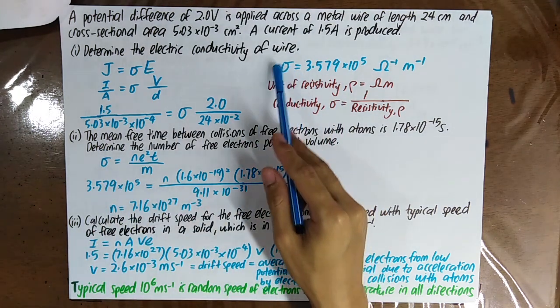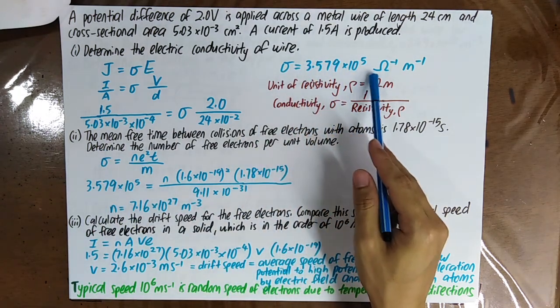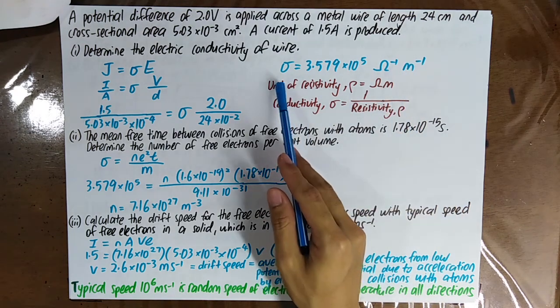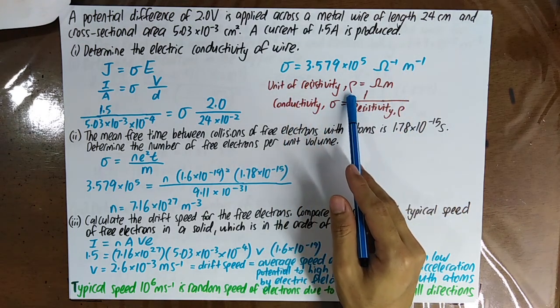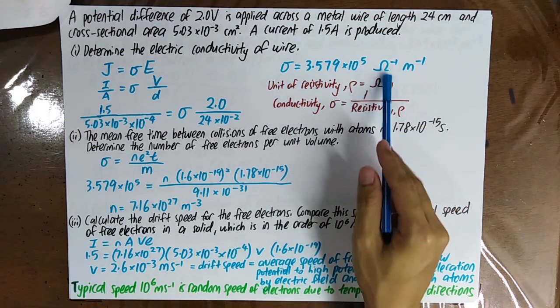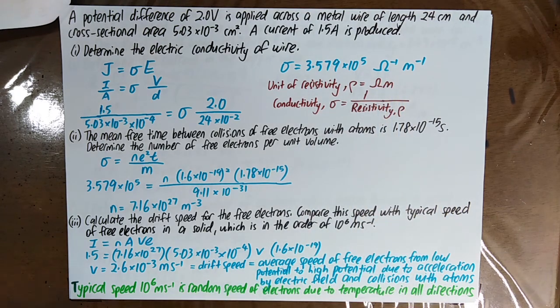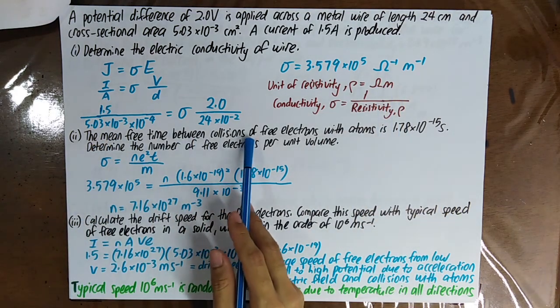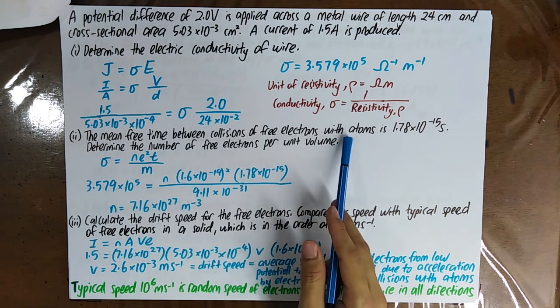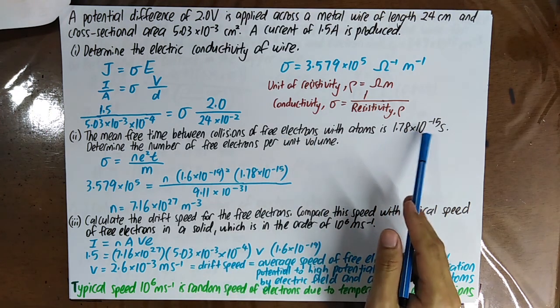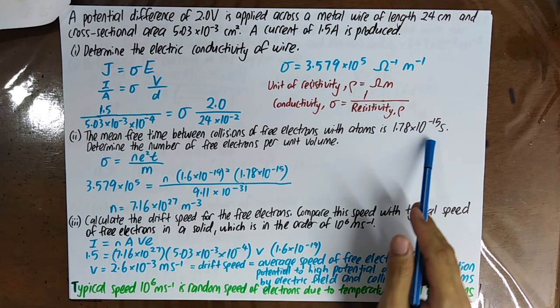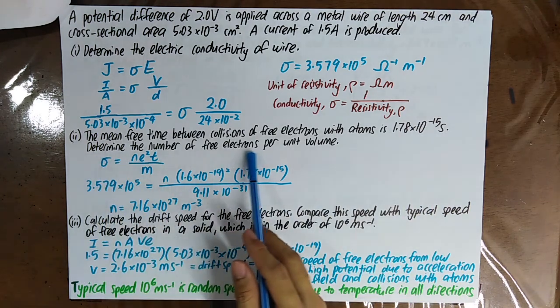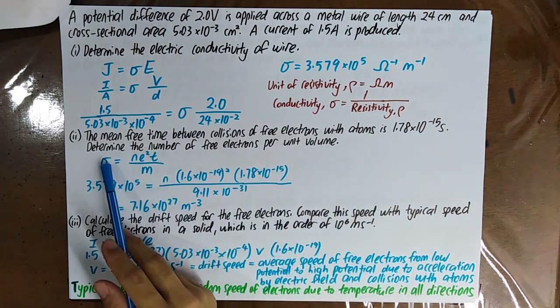Please remember that the conductivity has a unit of per ohm per meter, and the unit of the resistivity is ohm meter. The mean free time between collisions of free electrons with atoms is 1.78 times 10 power negative 15 seconds. Determine the number of free electrons per unit volume.